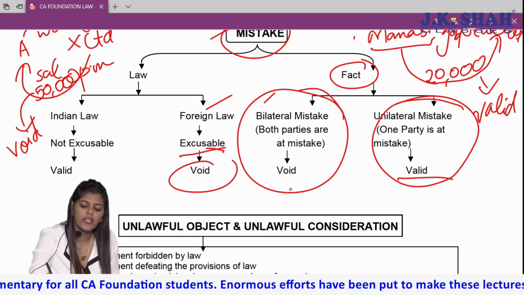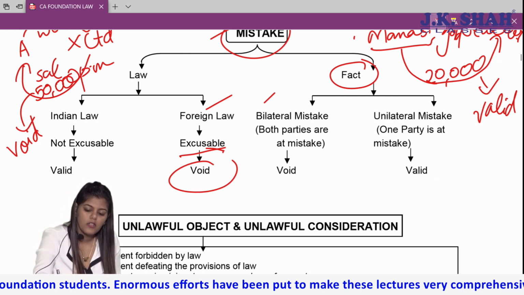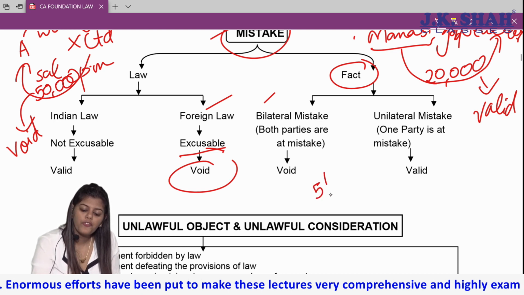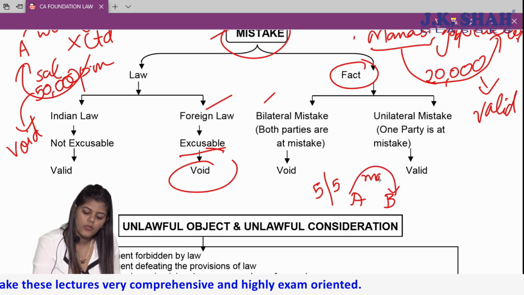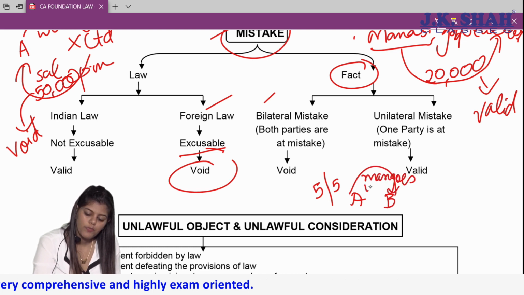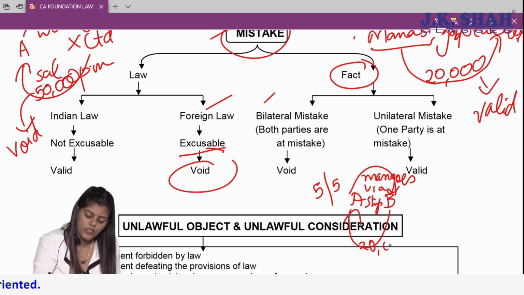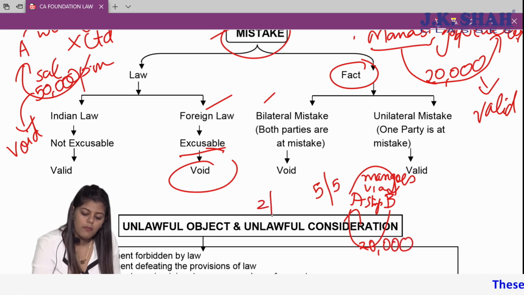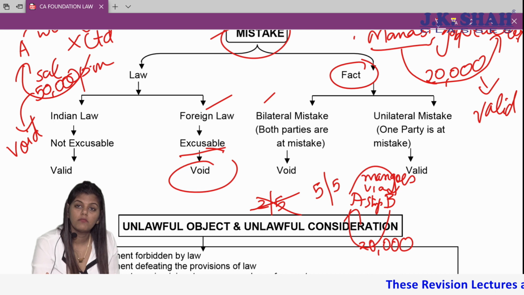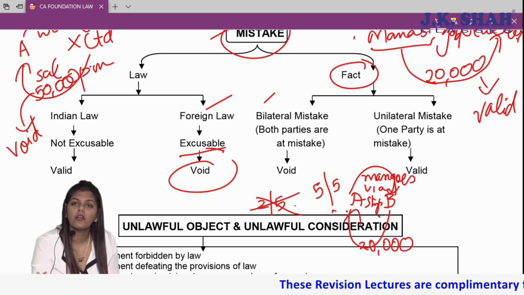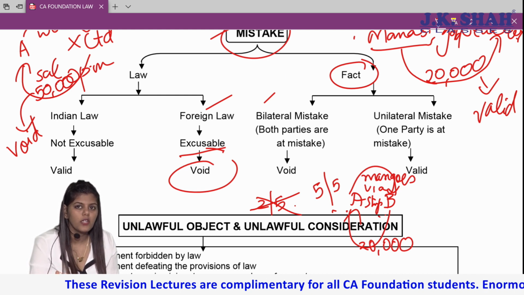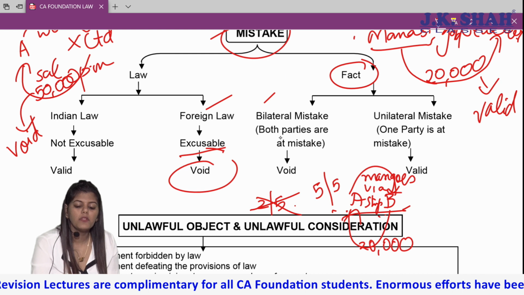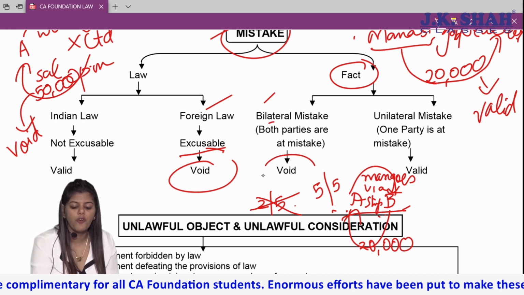For example, in this case, on 5th of May, A and B contracted that A is going to deliver some mangoes to B via ship, and B is going to pay 20,000 for these mangoes. On 2nd May, the ship had already sunk. Both A and B are not aware of it, so they think that the ship is there, but actually the ship is not there. So both of them enter into a contract by mistake. It's a bilateral mistake, you can't perform, it's void.